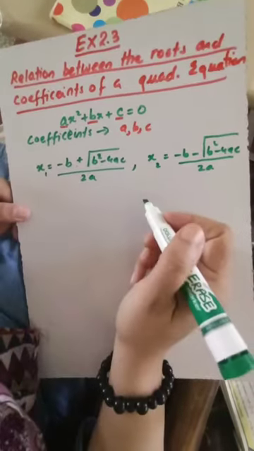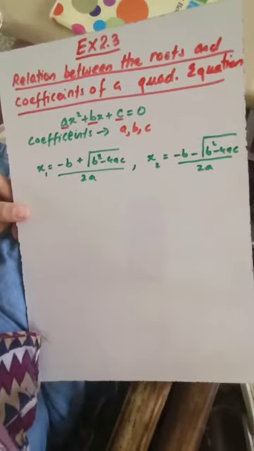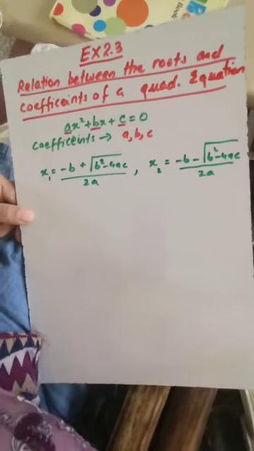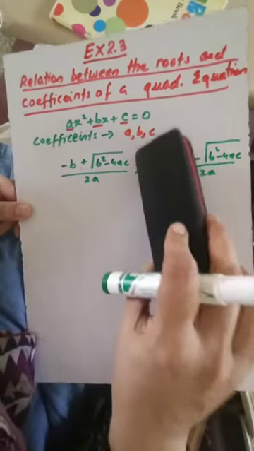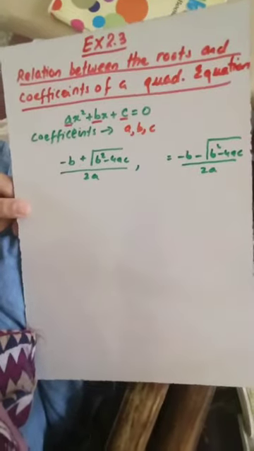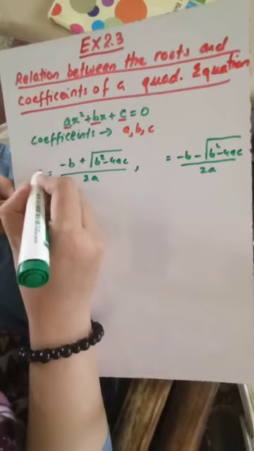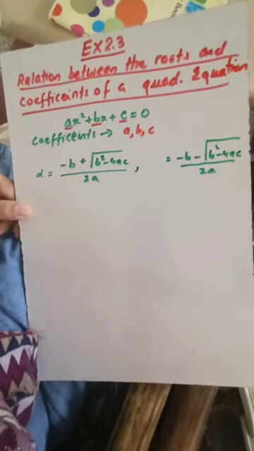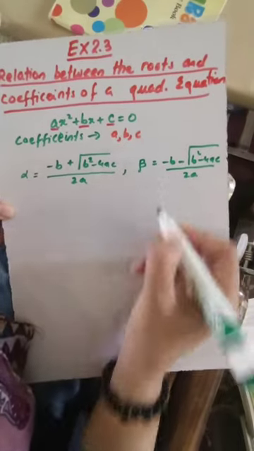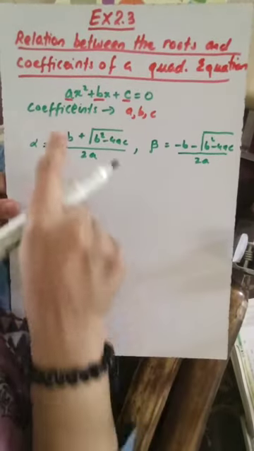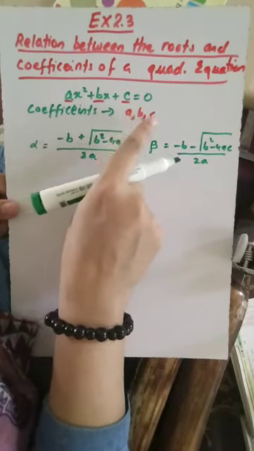equation. Now let me name the first root as alpha, because that is how we are going to discuss in the exercise in your book. Let me name the first root as alpha and the second root as beta. Okay, so we have a quadratic equation. This is the standard form. Its coefficients are a, b, c.